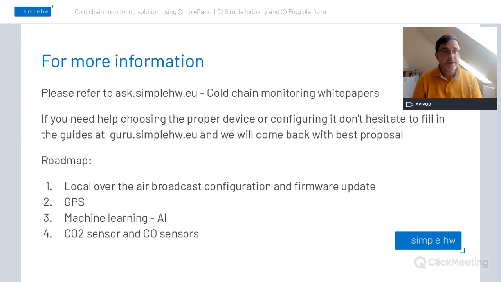What's on the roadmap? We are currently working on four things, all of which should be coming this year. We are working on local over-the-air broadcast configuration and firmware updates. That should most probably be the first thing coming, in the summer time frame. So you don't need to rely on the Sigfox downlink to configure the device. If you purchase 1,000 devices and want to configure them massively, you'll be able to configure them immediately on your premises or through the firmware update.